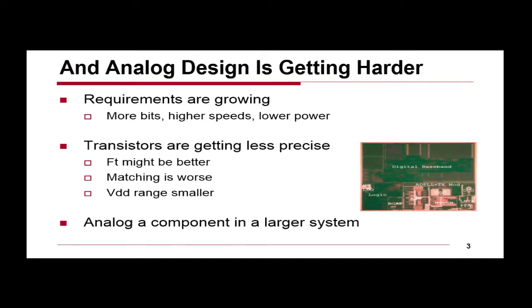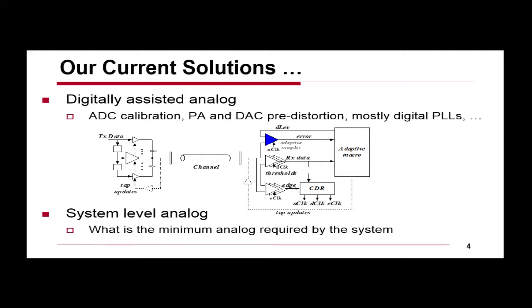But probably the biggest thing is that if you look at a modern analog chip over here, what you find out is that, yes, there are some analog circuits, but typically it's covered with a lot more transistors that are digital, because the analog circuits are a component in a bigger digital system. So how do we deal with that?